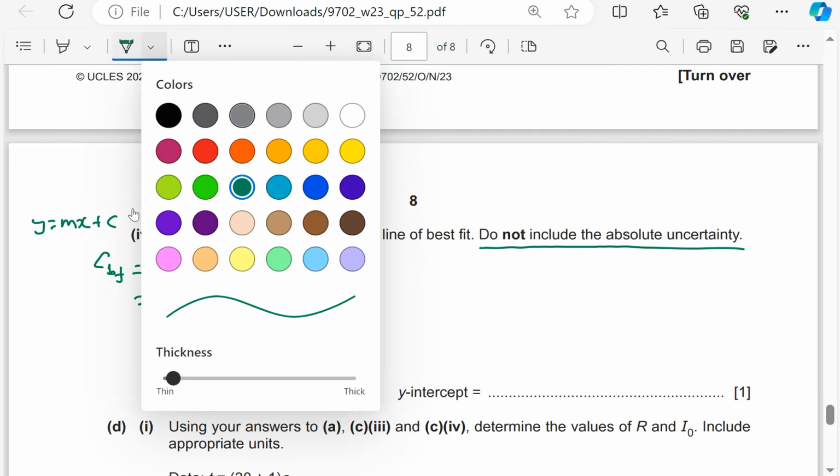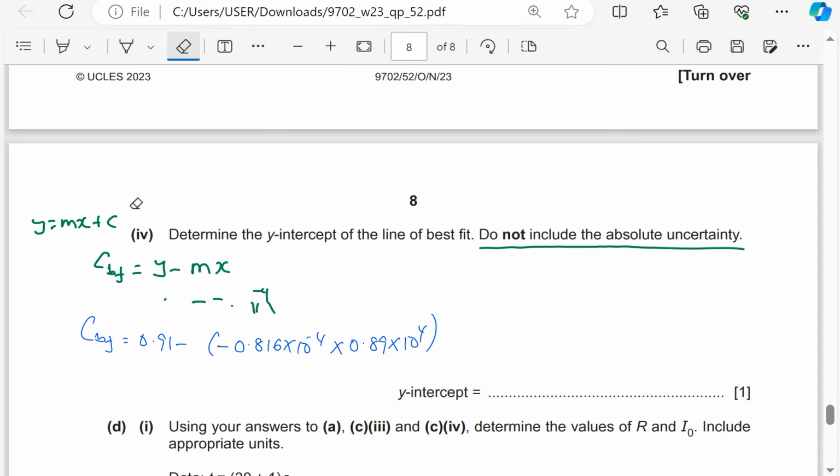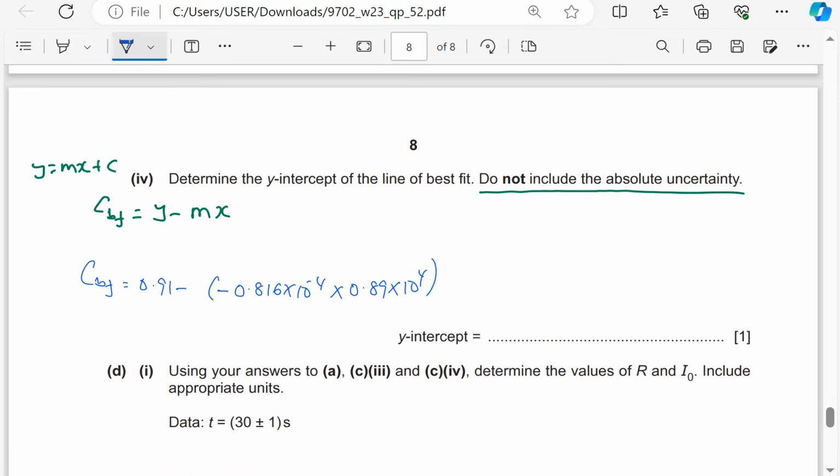Let me write it again so that it looks neat and better. So c for best fit is going to be 0.91 minus negative 0.816 times 10 to the power of minus 4 times the x value, which is 0.89 times 10 to the power of 4. So I said you choose just one pair of values from the graph. That is for the best value, of course, for the best fit. If they wanted the uncertainty, you would do the same for the worst fit and subtract.